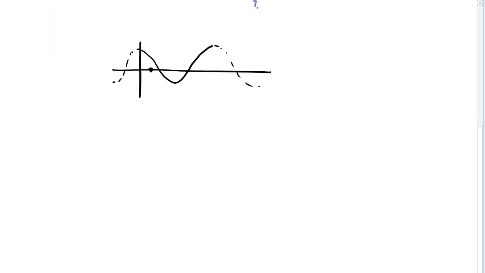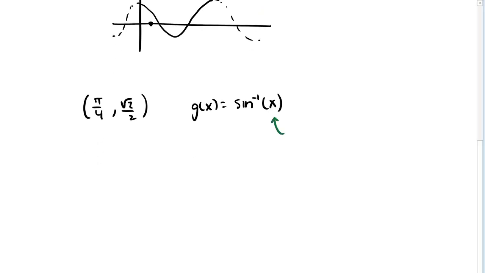And then the last one of these types of problems I want to go over is the point pi over 4, the square root of 2 over 2. So we've got g of x equal to sine inverse of x as our function. And so now remember that sine inverse reverses the role of x and y as inputs and outputs in our original sine function. So here the input is not an angle anymore, it's a y value on the unit circle. And what we get out as an output is an angle from the inverse sine function. Specifically an angle between negative pi over 2 and pi over 2.